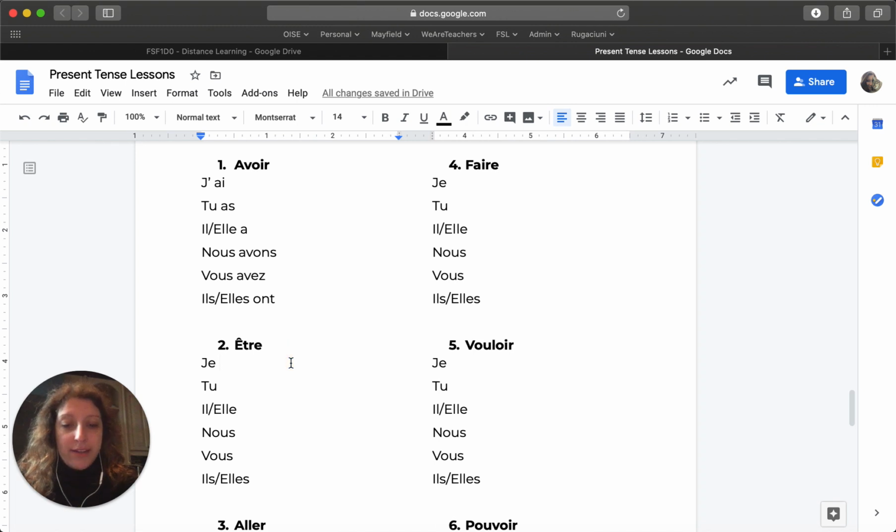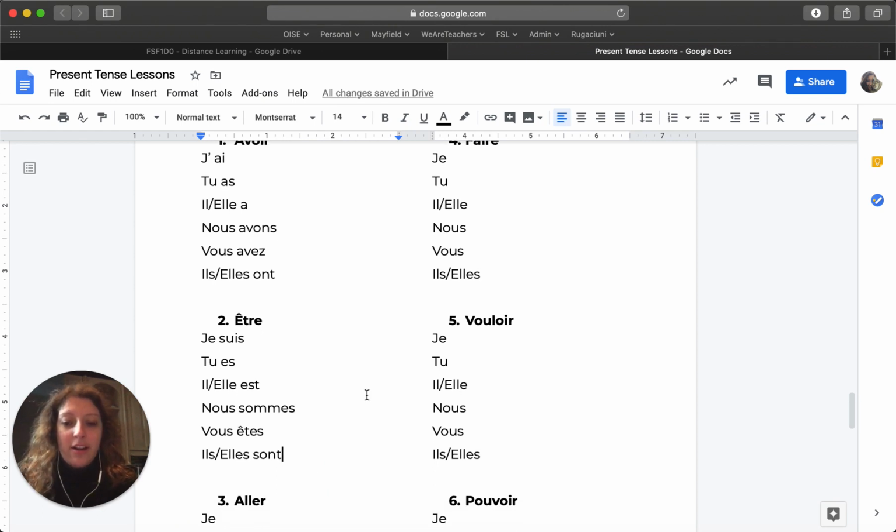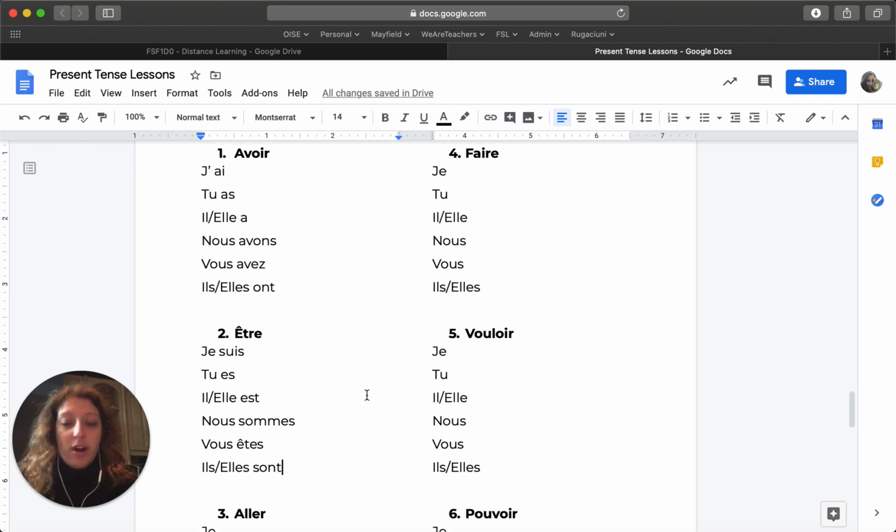We also know être because être is also part of our passé composé unit. So we have je suis, tu es, il and elle est, nous sommes, vous êtes, and ils and elles sont. These are our être and avoir conjugations, which are our auxiliary conjugations when we were using passé composé, but now we're just using them all on their own for le présent.